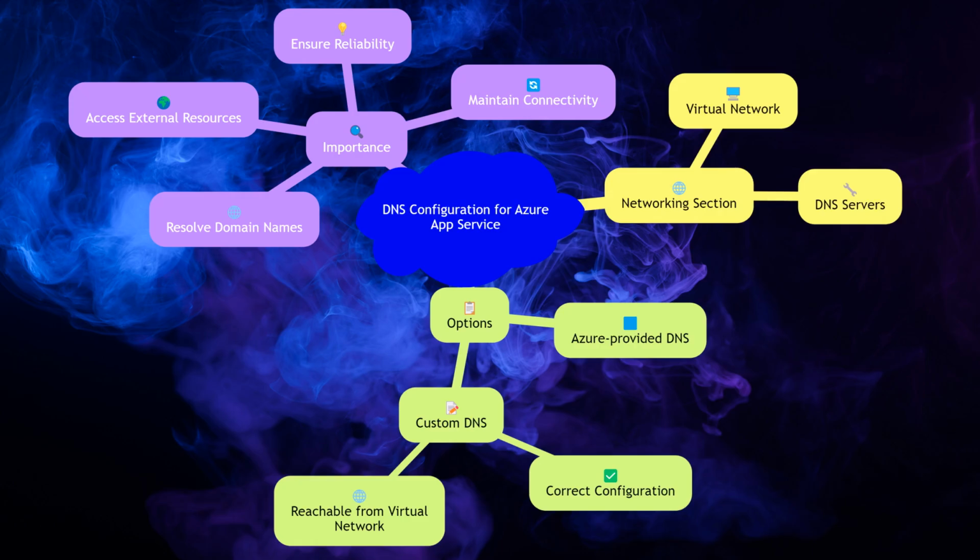To configure DNS settings for your app service, go to the networking section of your virtual network in the Azure portal. Select DNS servers and choose whether to use Azure-provided DNS or specify custom DNS servers. If you are using custom DNS servers, ensure that they are correctly configured and reachable from your virtual network. Proper DNS configuration is crucial for ensuring that your app service can resolve domain names and access external resources without issues. This setup helps in maintaining the connectivity and reliability of your application.